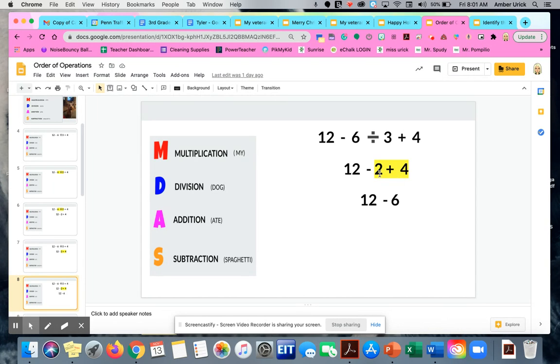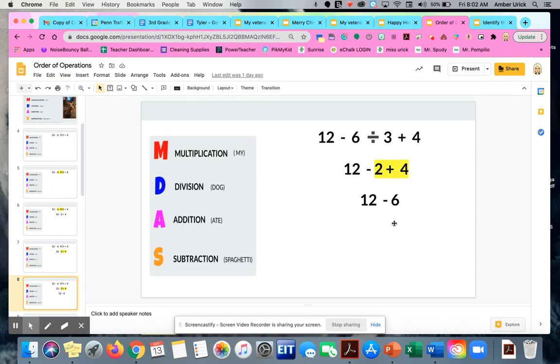So I dropped the answer to the addition sentence down here, and then I still had to drop my 12 and my minus sign down here. So I have 12 minus then the answer of 6. So my last number sentence is 12 minus 6. Do you also see that it's kind of making an upside down pyramid because the number sentences are getting smaller? So the last part of our order of operations number sentence here is 12 minus 6.